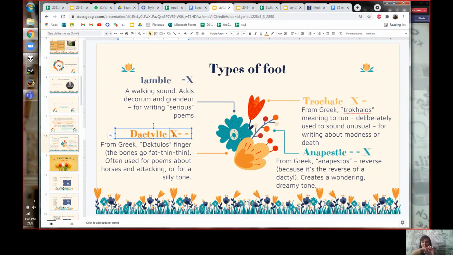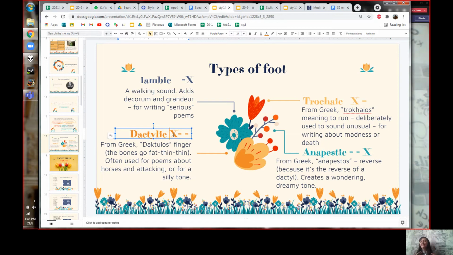Also, a dactyl goes da-da-da, da-da-da, da-da-da. When you hear this, maybe you think about a dance, right? A waltz. Da-da-da. One, two, three, one, two, three, one, two, three. We also use dactylic meter when we talk about horses and attacking and battling. Da-da-da-da-da-da. Sounds like a horse running, right?